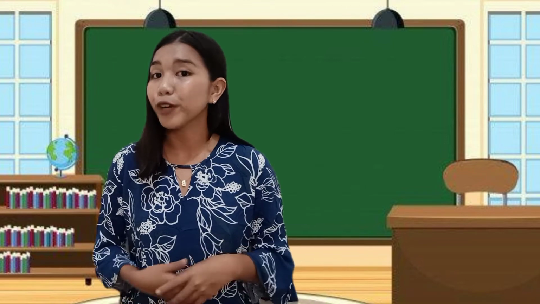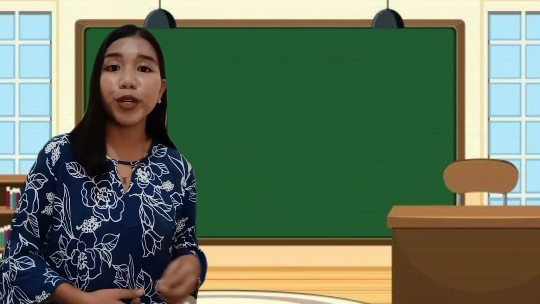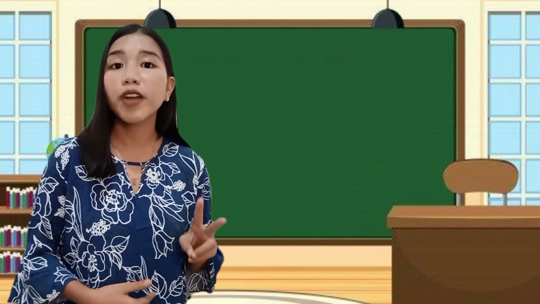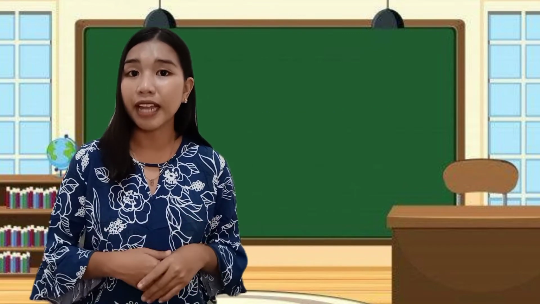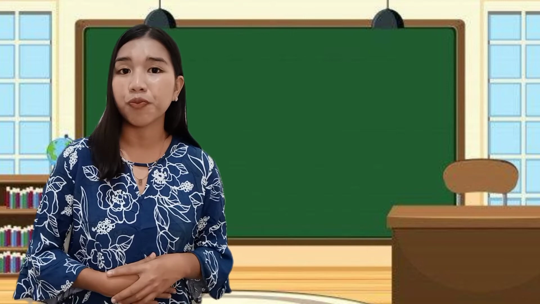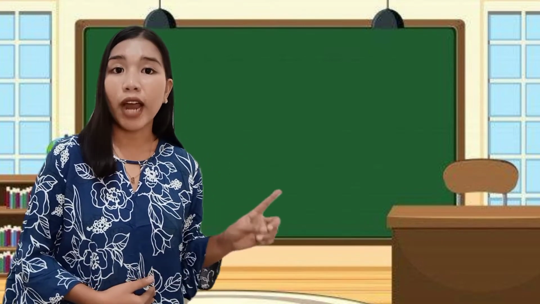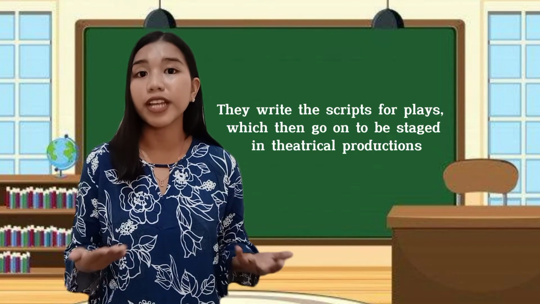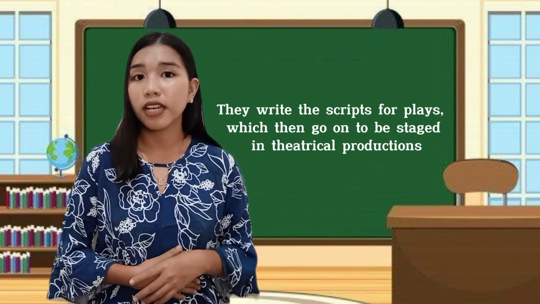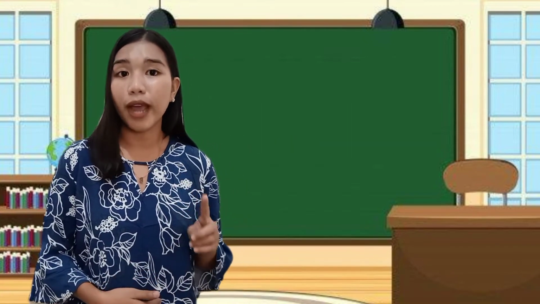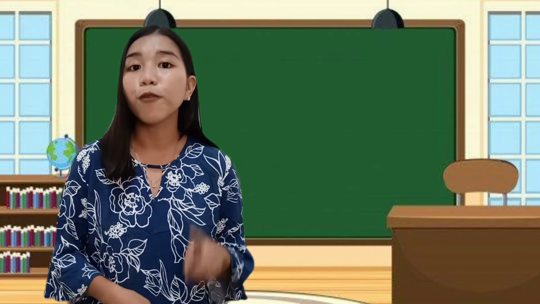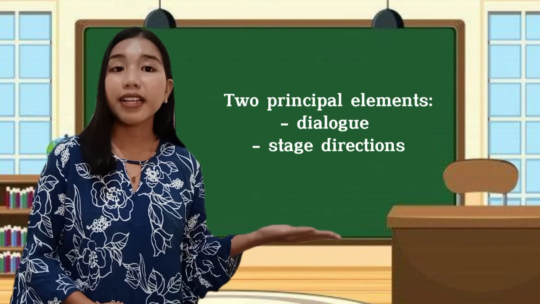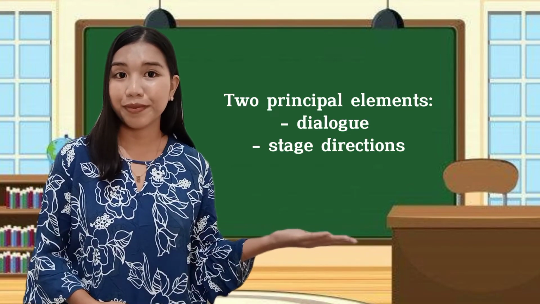I have a trivia for you, class. If you break the word playwright down into two parts, you already have a great understanding of what playwrights do. First, they write the scripts for plays, which then go on to be staged in theatrical productions. The play is a unique writing form consisting of two principal elements, the dialogue and stage directions.